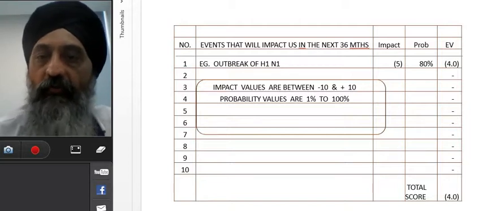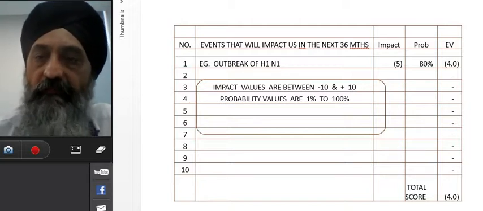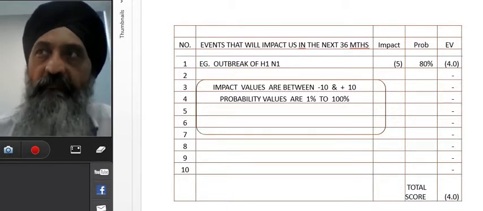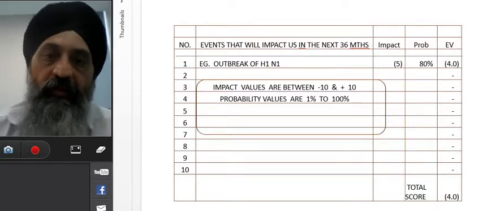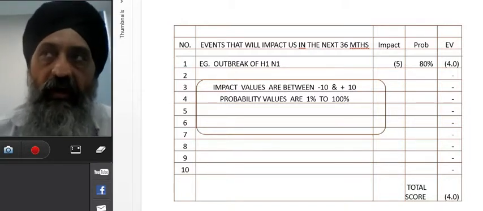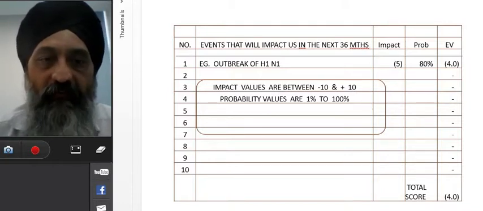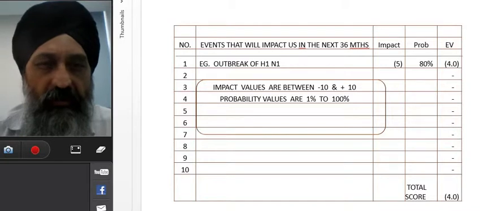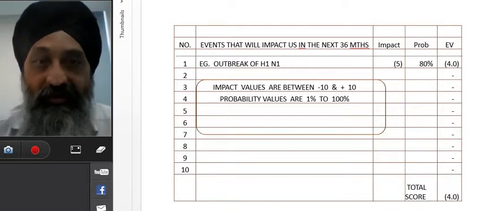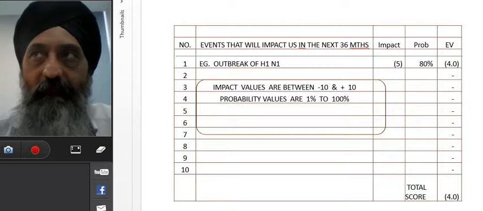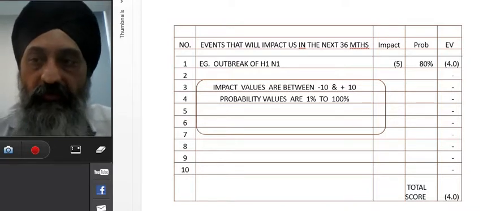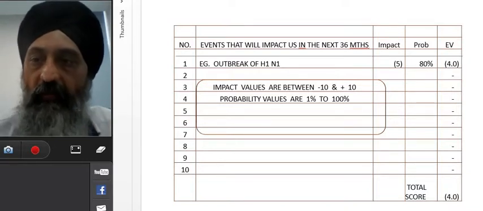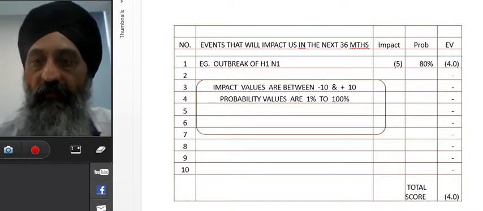So let us say we have an outbreak of H1N1 and there's a 50% impact on our business. That means our cash flows will be affected, our business volume will be affected, the business continuity may be threatened, and we rank that at -5. The chance that this would happen in the next 36 months is about 80%. So please note that my horizon for evaluation is about 36 months. You may change it if you want to. Impact multiplied by probability gives you the expected value. As you can see, 80% of -5 is -4.